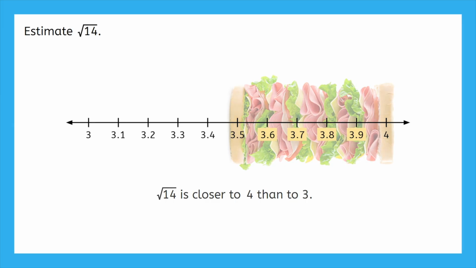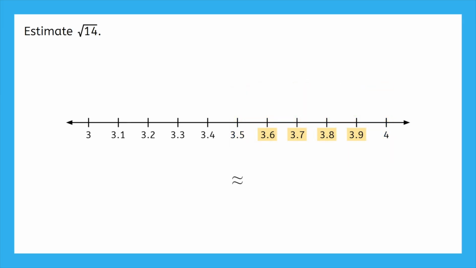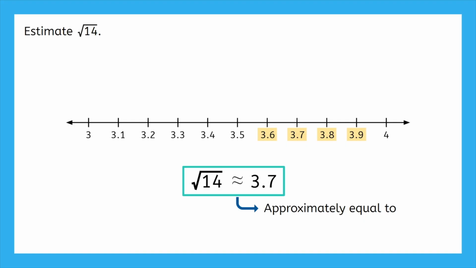To write an estimate, we use this symbol. It's like an equal sign, but with squiggly lines, to show that the value is approximate. We read this as the square root of 14 is approximately equal to 3.7.